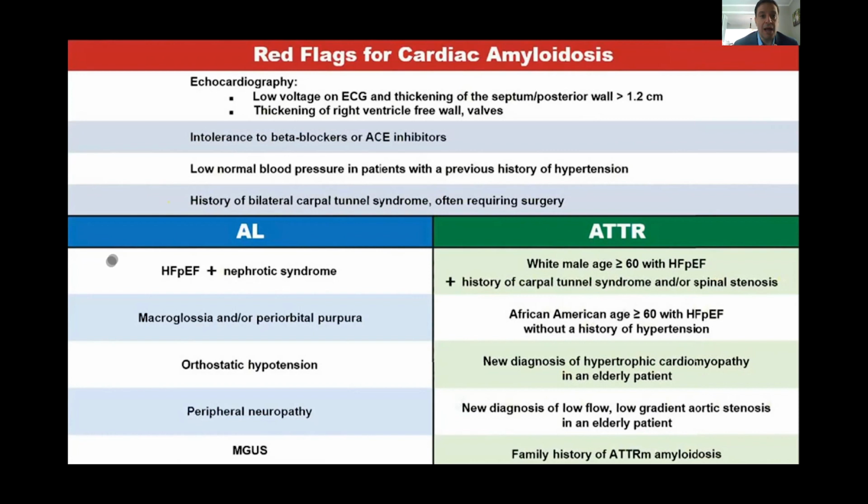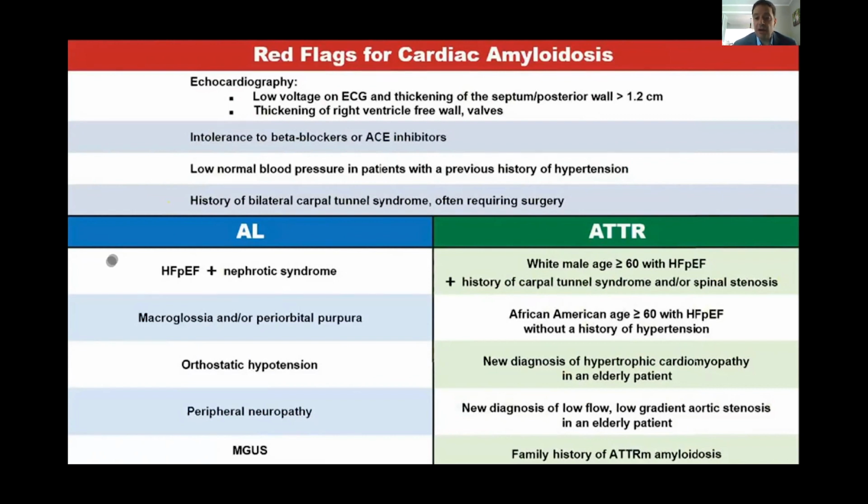So I'd like to summarize that there are red flags for cardiac amyloidosis we should all be aware of, and that's both for AL and ATTR. Looking at wall thickness greater than 1.2, thickening of the right ventricle, free wall and valves, intolerance to beta blockers and ACE inhibitors we didn't talk about, bilateral carpal tunnel syndrome, and specifically for ATTR, any white male over the age of 60 with, quote, HFpEF, and has a history of carpal tunnel or spinal stenosis or biceps tendon rupture, that's a very important clue.